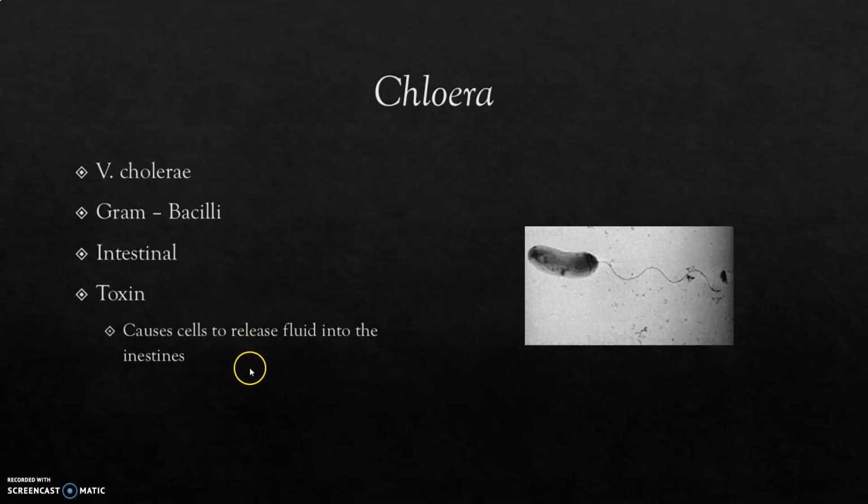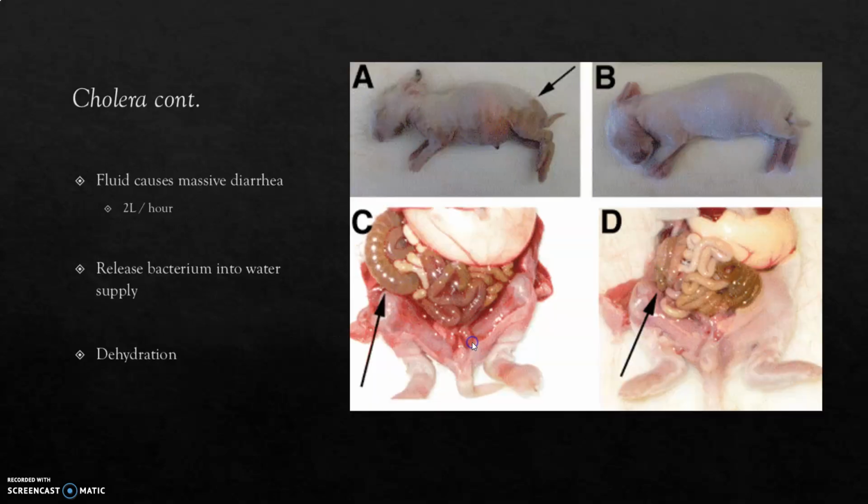And if you are squeamish about intestinal pictures of, I think it's a sheep, then you might want to pause or skip ahead, because here's the picture I was warning you about. So this fluid can cause massive diarrhea, and up to 2 liters per hour of fluid can be flowing out of your intestines. And here's a photo. This first one has been infected with cholera, and the second one has not been. So you can see pictures C and D. In picture C, you see this very enlarged intestine, and in D, it's just a normal size. This has all been filled with fluid because of the cholera cell.